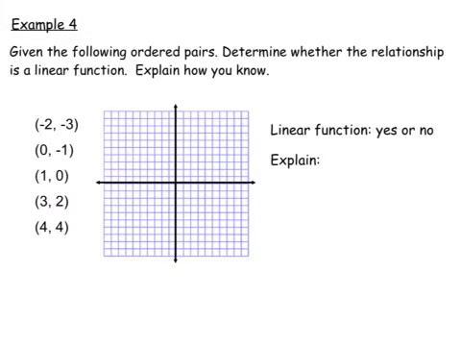Next, in example 4, we're given ordered pairs, and we need to figure out if it's a linear function and explain how we know. I like to go ahead and graph it first. So I'm going to assume everyone's a 1. So -2, 1, 2, -3, 1, 2, 3. Right there. 0, -1, 1, 0, 3, 2, 1, 2, 3, and 4, 4.